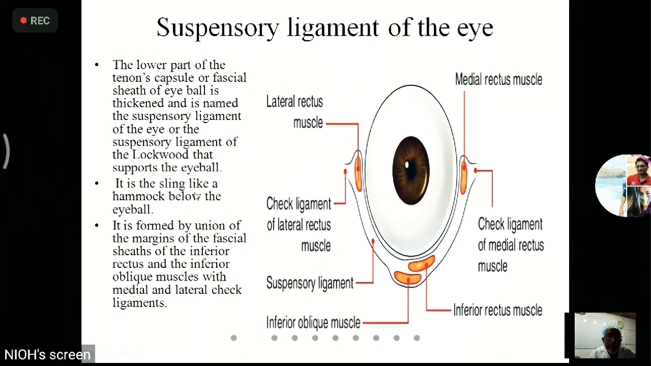It is the sling-like hammock below the eyeball. It is formed by union of the margin of the fascial sheath of the inferior rectus and inferior oblique muscle. And this is the inferior rectus muscle and inferior oblique muscle. And these are the margins of the fascial sheath, the sheath of the inferior rectus and the inferior oblique muscle.